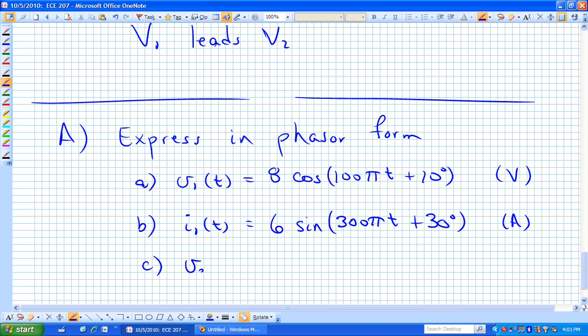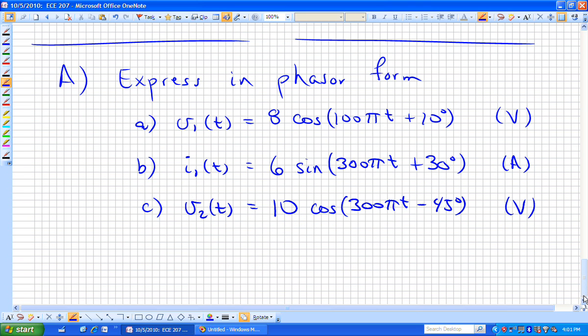Let's say that we now have v sub 2 of t equaling 10 cosine of 300 pi t minus 45 degrees, and that's in volts. That's part A. Part B, so now just give me the phasor forms of parts A, B, and C. Part B is answer the following question.